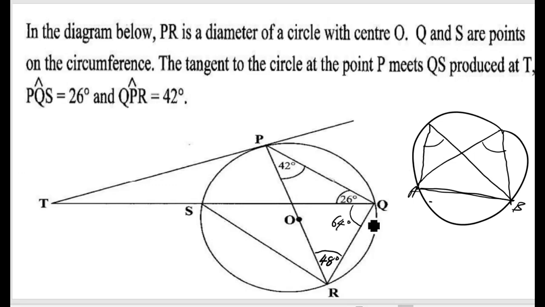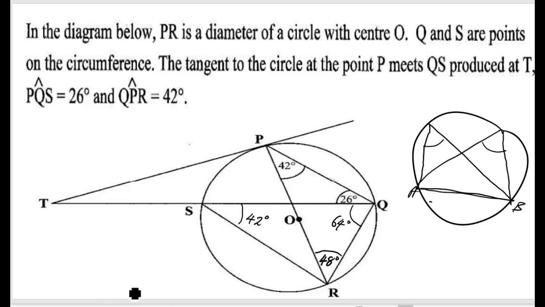So let's apply this on this chord. As you can see, RQ is a chord, and we have this angle and this angle coming from the same chord, which is RQ. Meaning if this is 42, this is also 42 degrees.